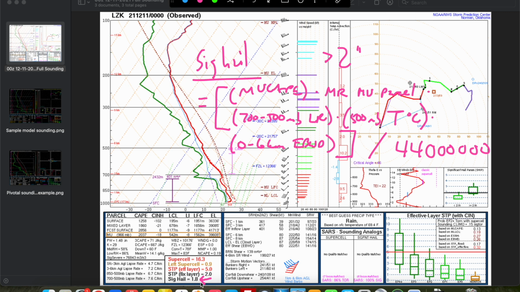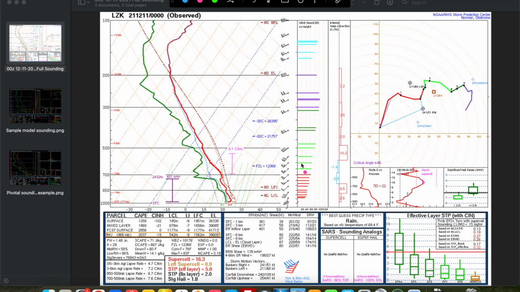Of course, again, the higher the significant hail parameter, the greater the threat for hail greater than 2 inches in diameter. But again, it's a composite parameter. It just takes a few things into account, not a holistic evaluation of the significant hail threat in a given environment. So I don't like to use this parameter as well, as it neglects too many things for it to be a useful parameter. So with that being said, that'll do it for this video.